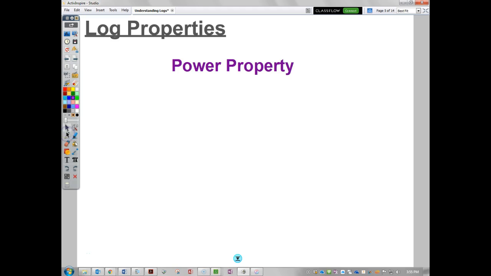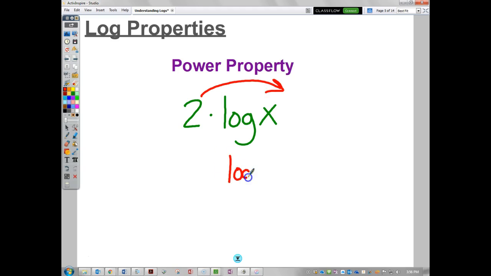The power property says if your log is being multiplied by a number, like this, the log of x is being multiplied by 2, then you can move that number to the power position, and it becomes the log of x squared, and these are equivalent due to the power property.